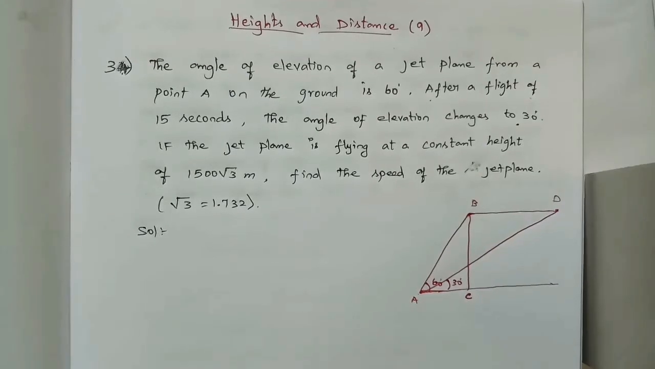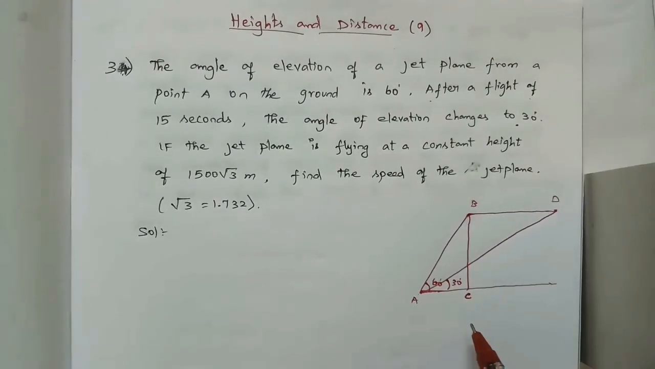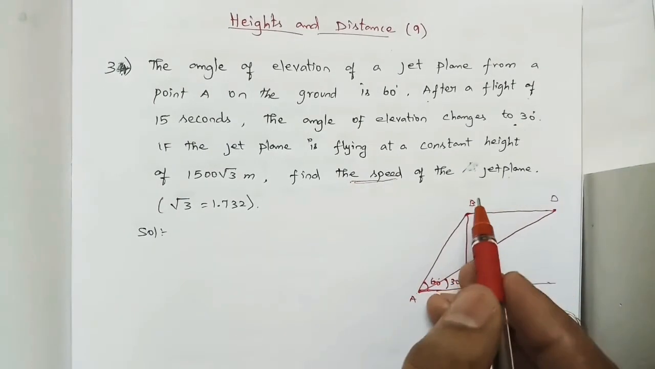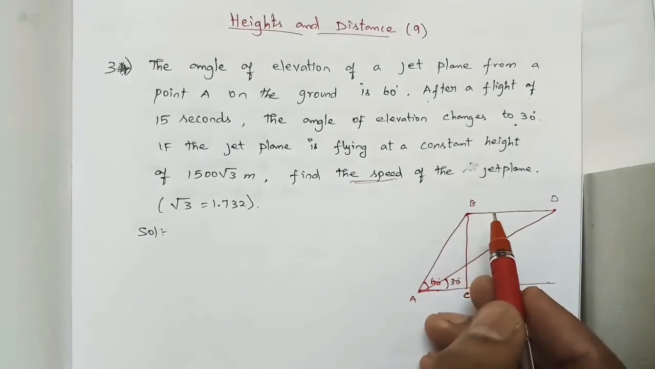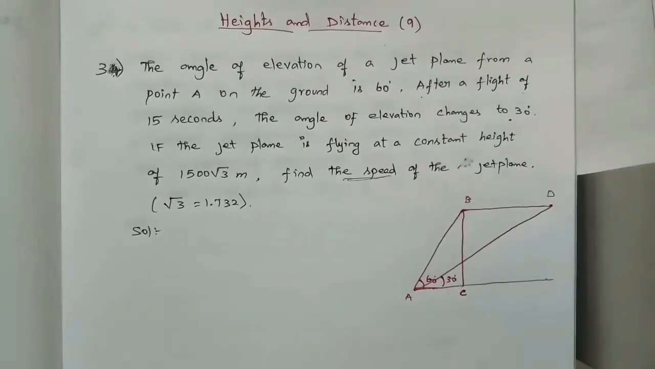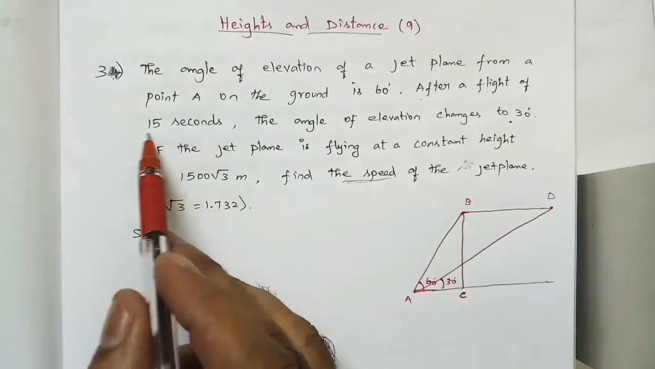Now we want to form two right angle triangles. Based on the right angle triangles, what things do we need? We want to find the speed of the jet plane. What is the formula for speed? Speed is equal to distance by time. We know the time: time is 15 seconds.